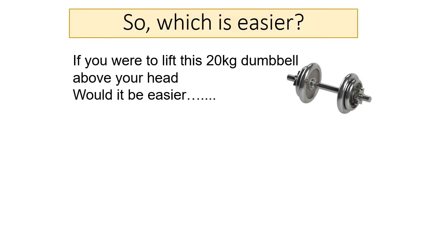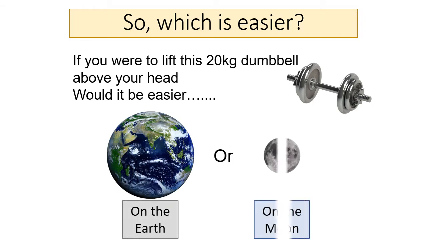So, which is easier? If you were to lift this 20 kilogram dumbbell above your head, would it be easier on the planet Earth or on the Moon? Obviously, it depends on the gravity. Earth has more gravity than the Moon, so on Earth this dumbbell will feel heavier. The mass remains the same everywhere. On the Moon, its mass will be 20 kilograms, but it will feel lighter due to less gravity.